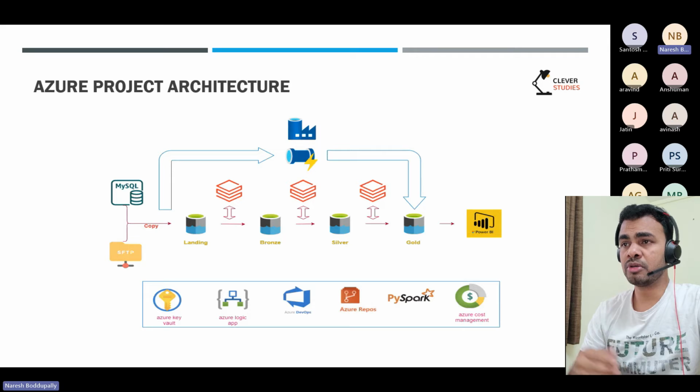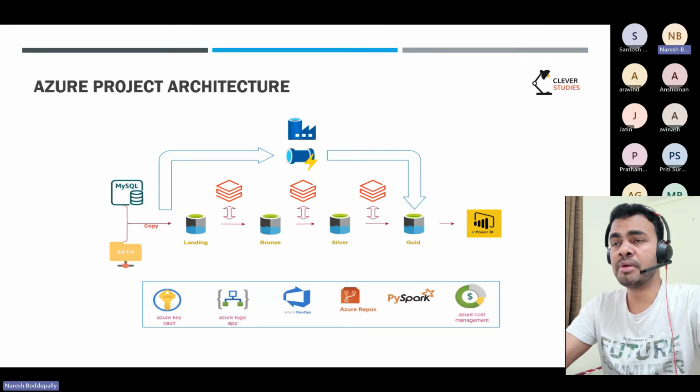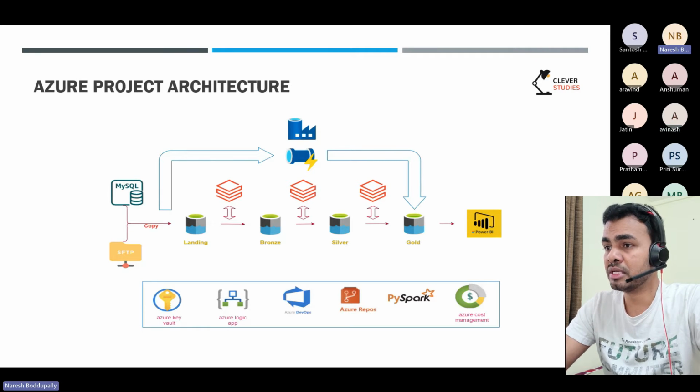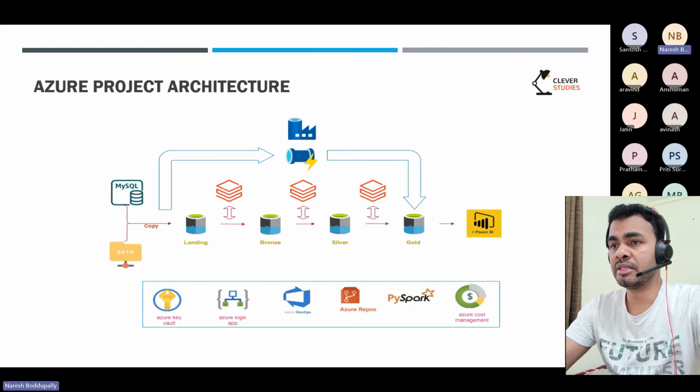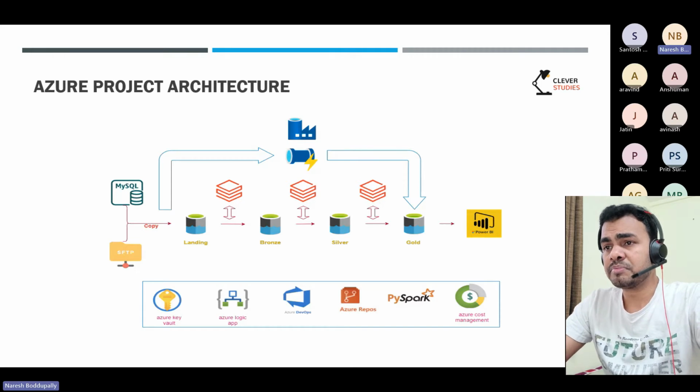The container names are landing, bronze, silver, and gold. Don't get confused, because in some projects we may call bronze raw, silver intermediate, and gold curated. It's completely based on the company, what they decide. Here, for example, we just took the bronze, silver, gold terminology, but you can use any of the names I just explained.